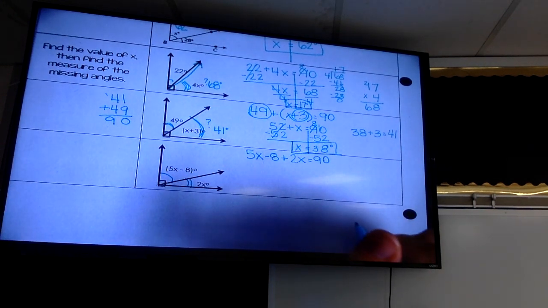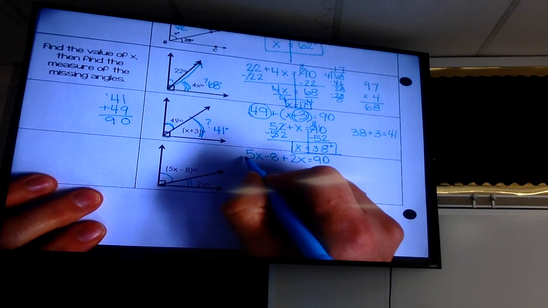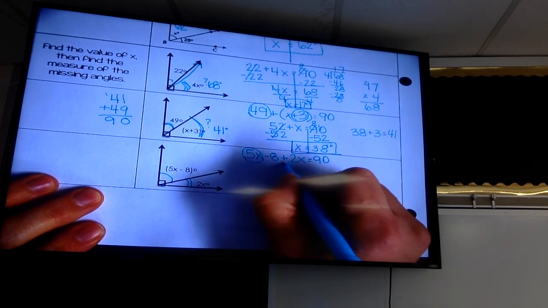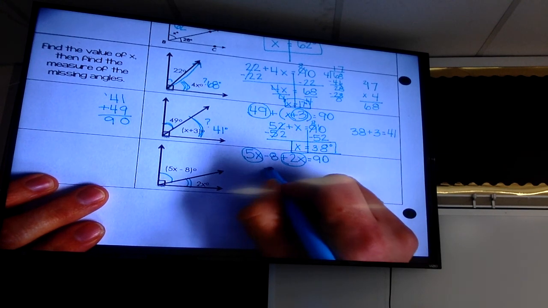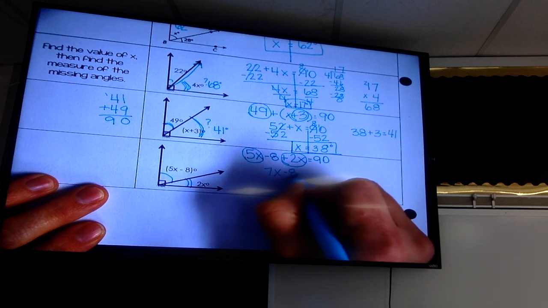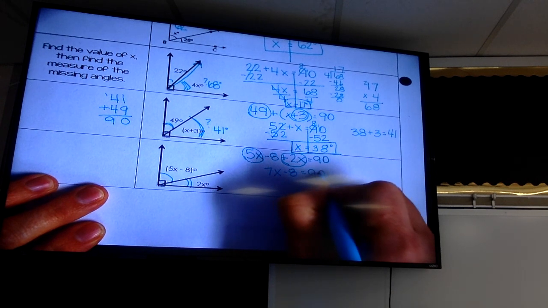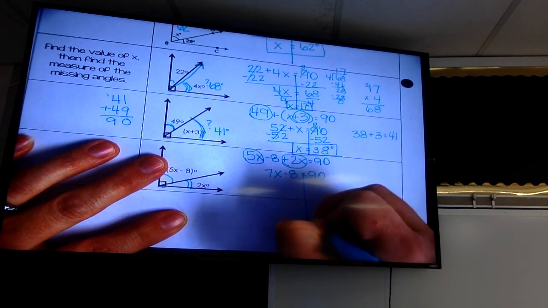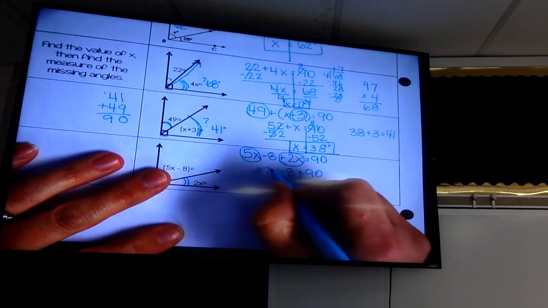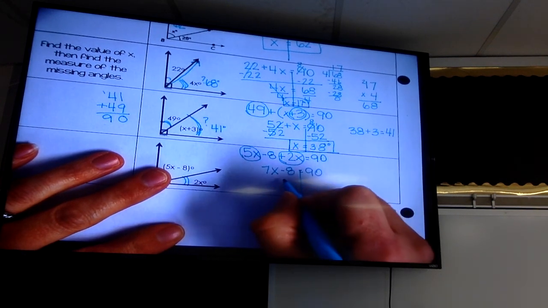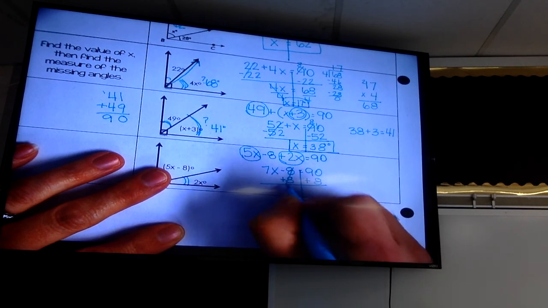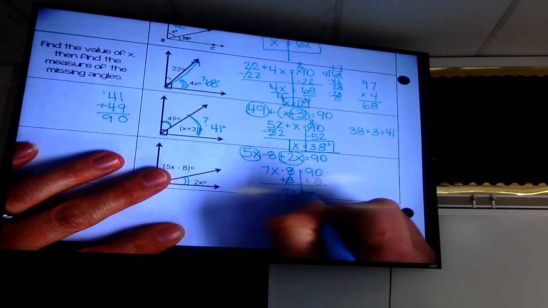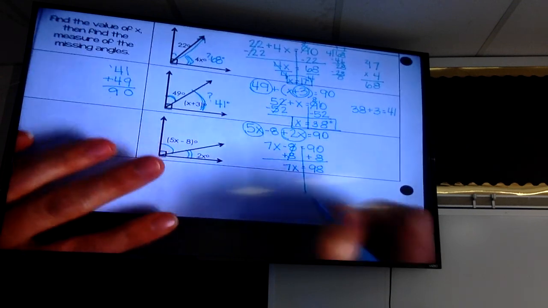Okay, now we revert back to chapter 4. I'm going to combine my like terms. Remember to include your sign in front. So I see 5 plus 2 is 7x minus 8 equals 90. Now I'm going to drop my line and solve. Working away from the variable first, I need to get rid of this negative 8 or minus 8. And the opposite is plus 8 or positive 8. So I would be left with 7x equals 98.